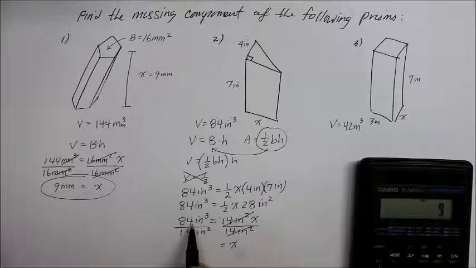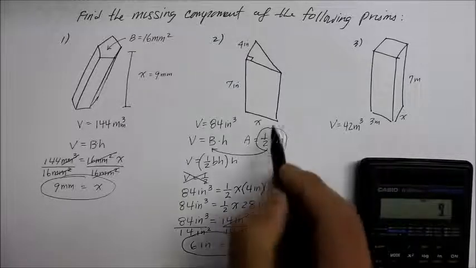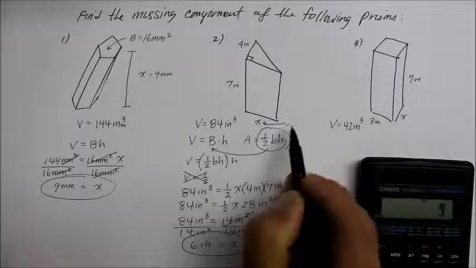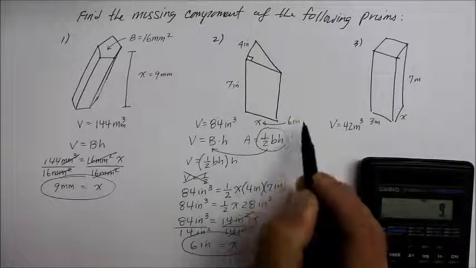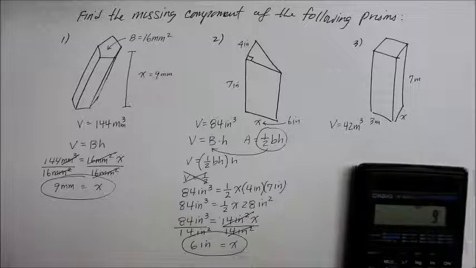Now 14 goes into 84 6 times, I believe. 6 times 14 is 84. So 6 and inch squared reduces inch cubed 2 times, so it remains with inch. So that is the base of this triangle right there. 6 inches.